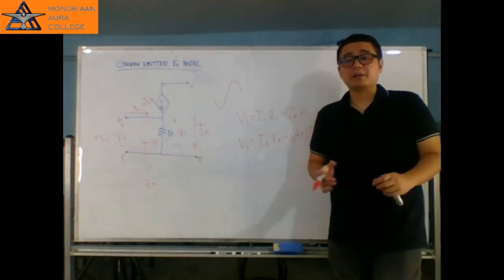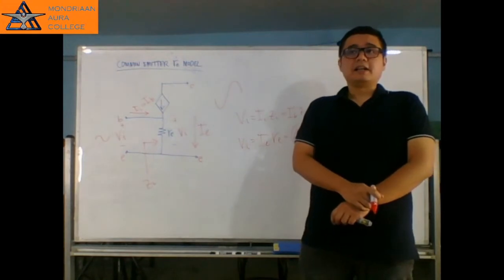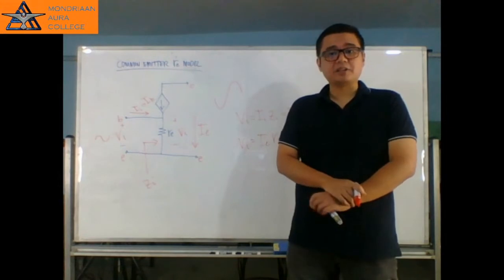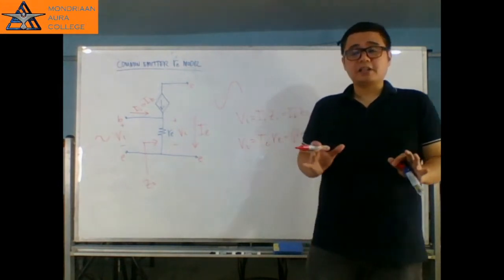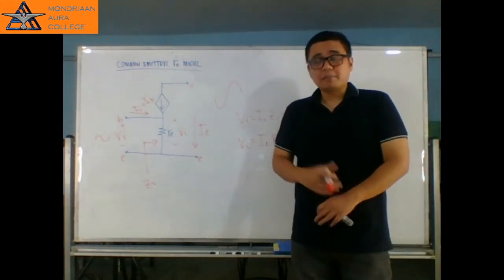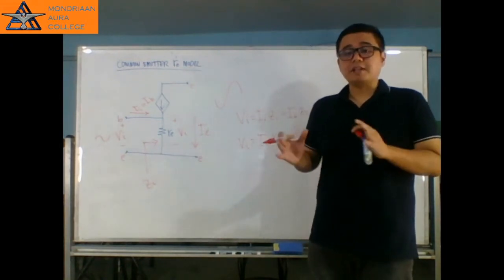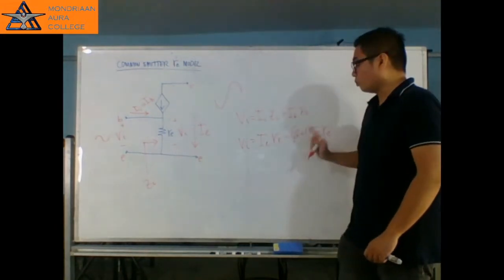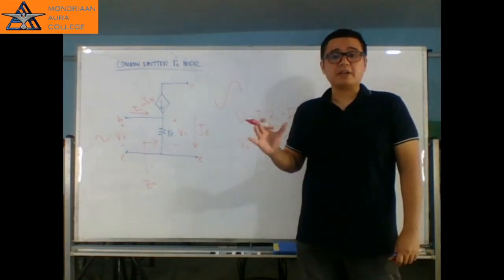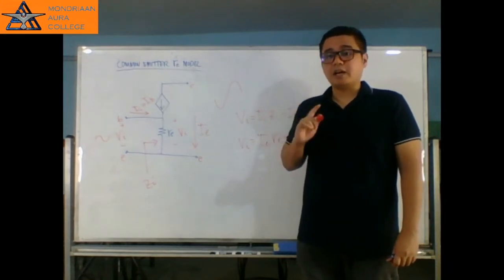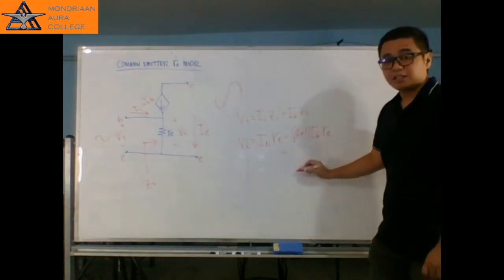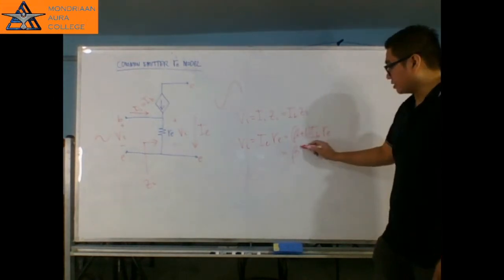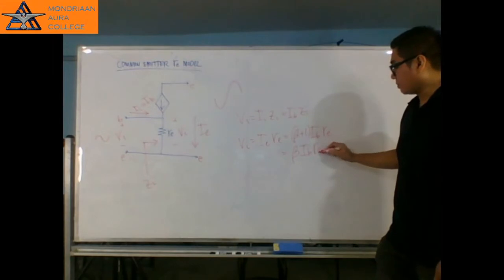Kasi ang beta natin, remember, ang values nito depende sa model or type of transistor na ginagamit natin. Usually, nasa hundreds of range siya. So, halimbawa, for example, 150 na beta or HFE na 150. 150 plus 1 is 151. So, hindi naman ganun kalaki yung difference niya. That's why we can approximate beta plus 1 into beta na lang. So, this is beta times I sub B times R sub E.